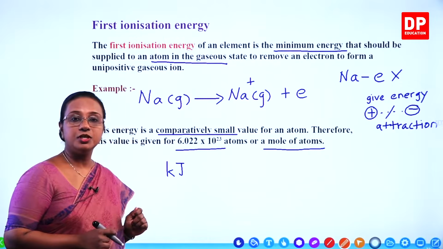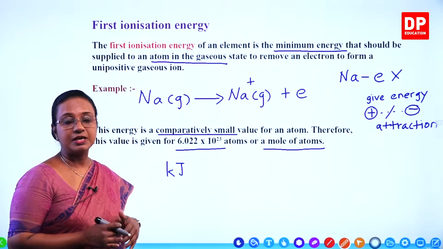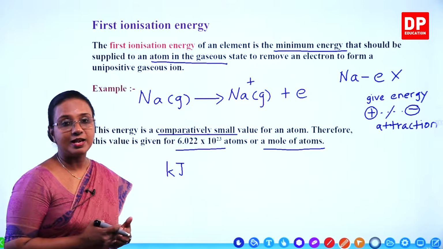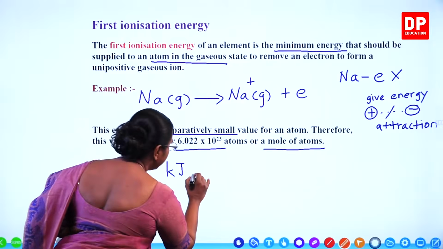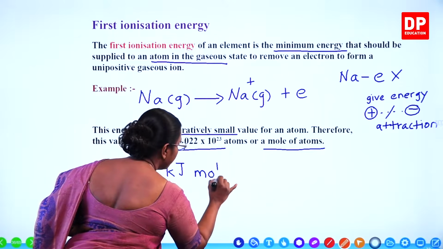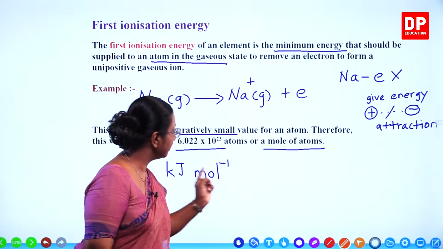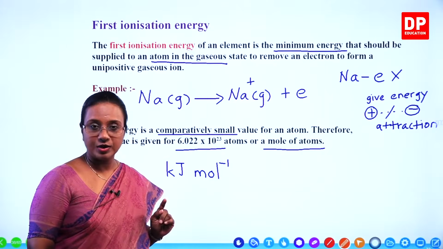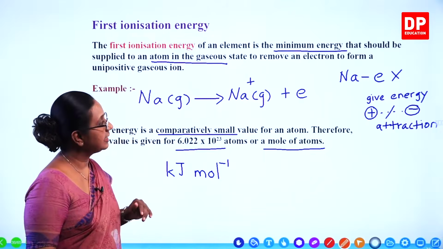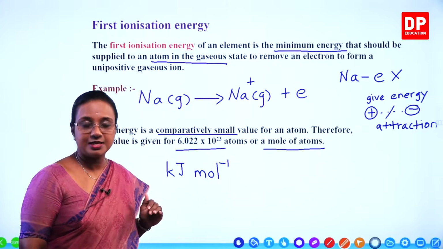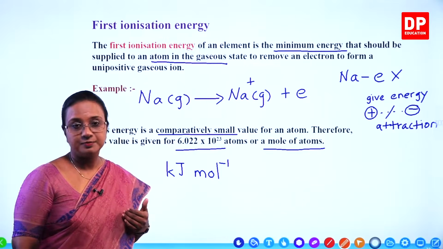Energy, you all know, the unit is joules. Here we use the kilojoule unit because it's a comparatively large value. And since we are calculating it for 1 mole, the unit will be kJ mol^-1. As I said, you will learn this mol^-1 in later lessons. Now we will see how this first ionization energy changes in the periodic table.